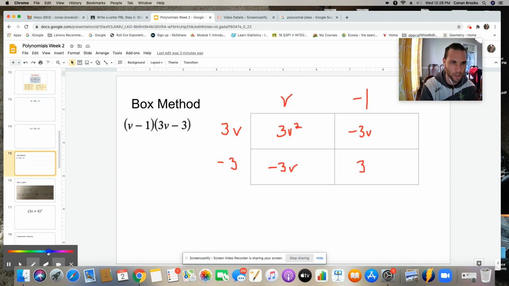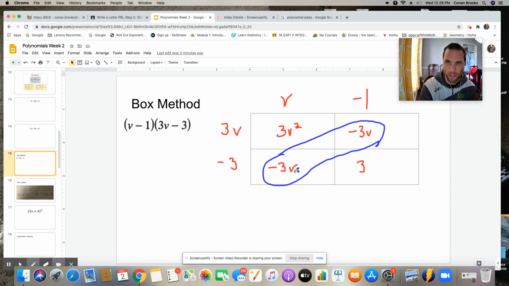Now what about combining like terms? Well, it's always these, and these are what we're going to combine, right? So we have 3b squared. Combine negative 3b and negative 3b is negative 6b, and 3. And there's our trinomial. So same result, okay?